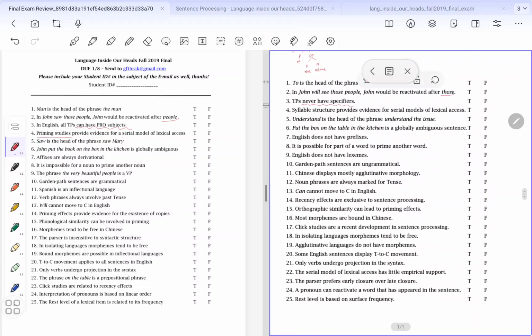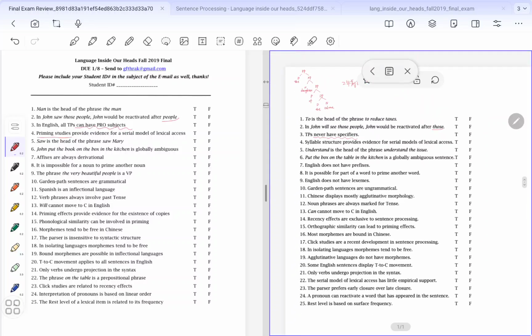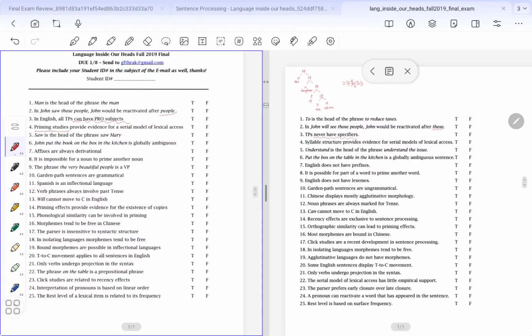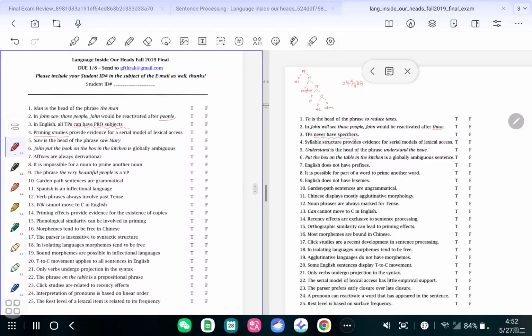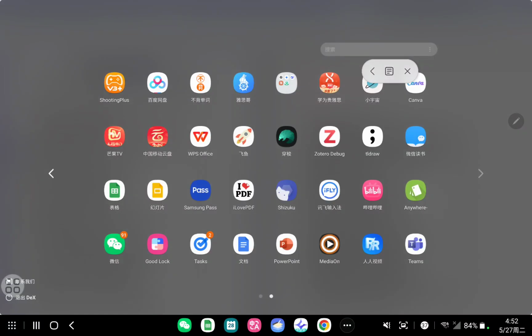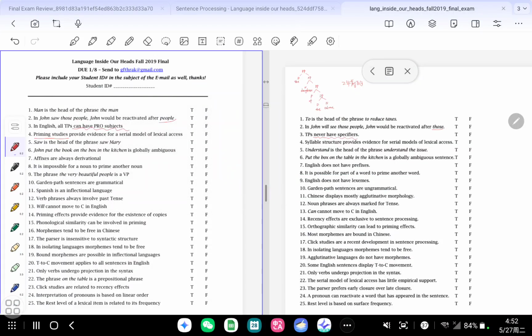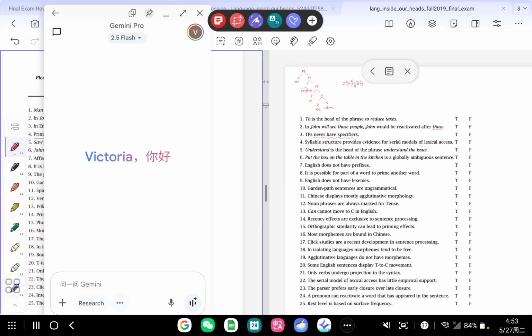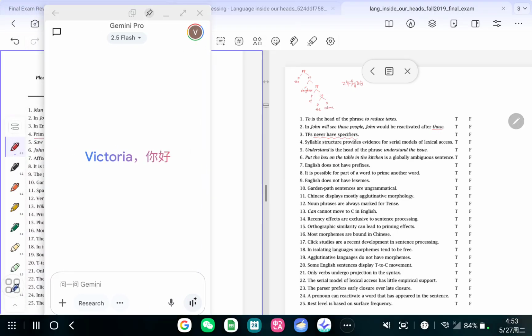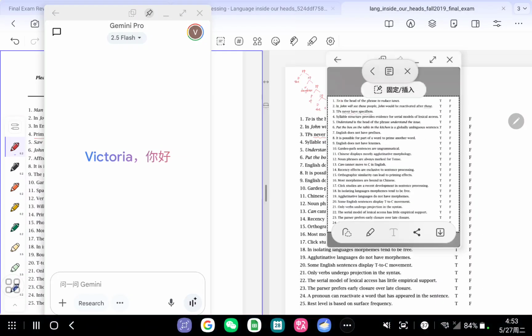Let's start with this one, just real quick, okay? For example, you should know this already. Number 25: resting level is based on surface frequency, true or false? Look here, what's resting level? More frequent words are more active, remember? Okay? So a more frequent word is easier to recognize.